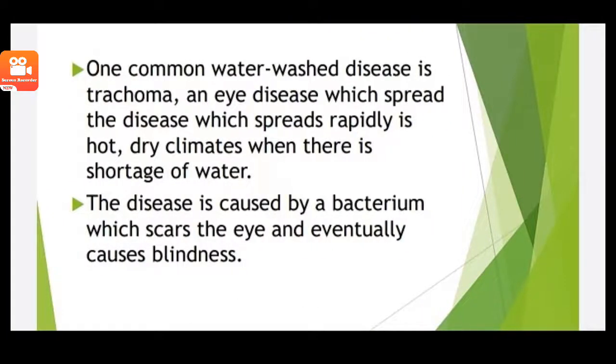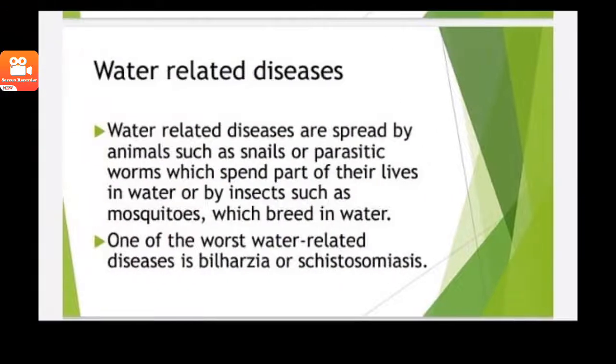One common waterborne disease is trachoma. Trachoma is basically an eye disease which spreads rapidly in hot, dry climates when there is a shortage of water. The disease is caused by a bacterium which scars the eye and eventually causes blindness. So that is one example of a waterborne disease.